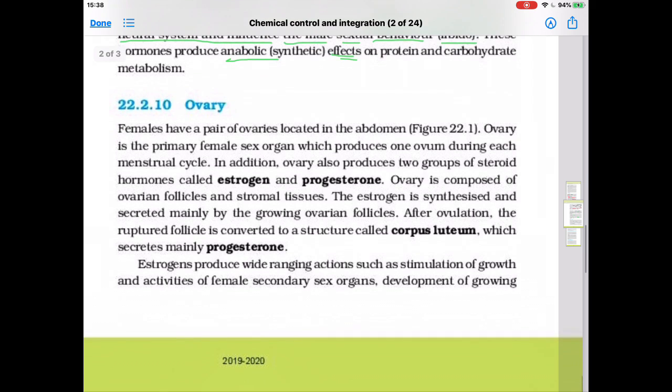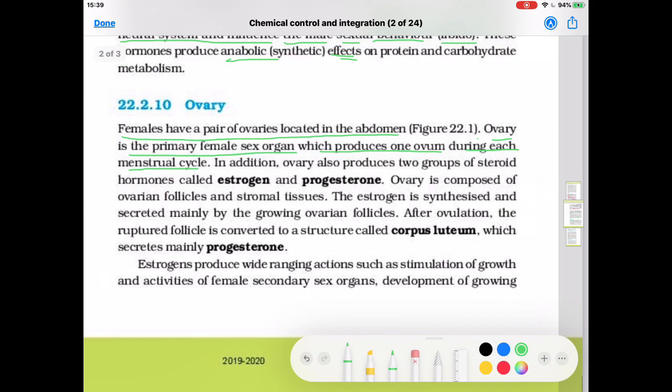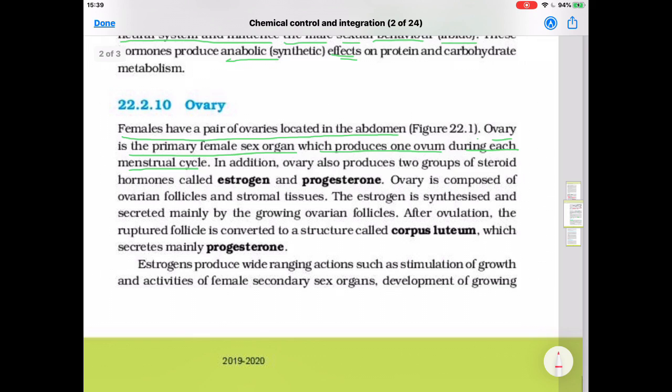Next is ovary. Females have a pair of ovaries located in the abdomen. Ovary is the primary female sex organ which produces one ovum during each menstrual cycle. So one ovary produces one ovum per month. One month the right side ovary produces and next month the left side ovary produces one ovum. In addition, ovary also produces two groups of steroid hormones called estrogen and progesterone.